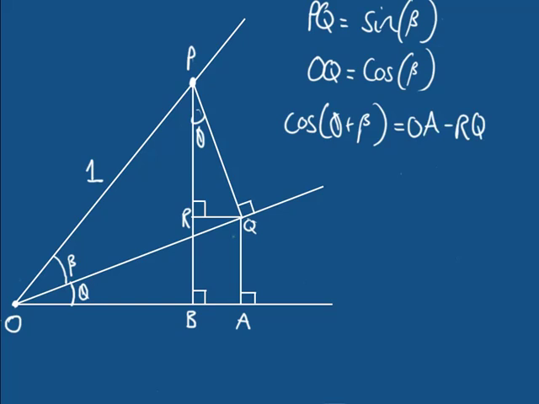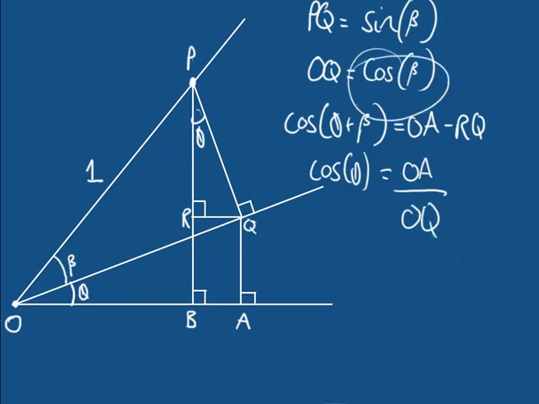Well, OA, this length here, can be found by analysing the triangle OQA. We know one of the angles in this triangle is theta. We know OA is adjacent to this angle. And we've also found OQ. We found OQ earlier as the cosine of beta. So we could use the ratio that relates our adjacent and hypotenuse, which we know is cosine, and say the cosine of theta is equal to our adjacent, OA, divided by our hypotenuse, OQ. But we said earlier that OQ is equal to the cosine of beta.